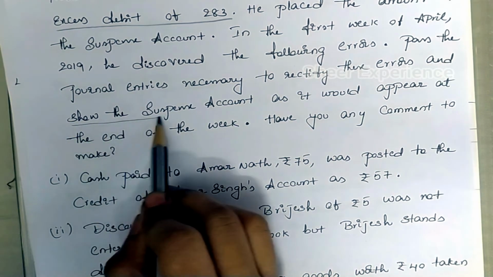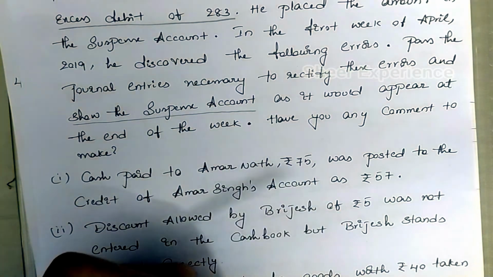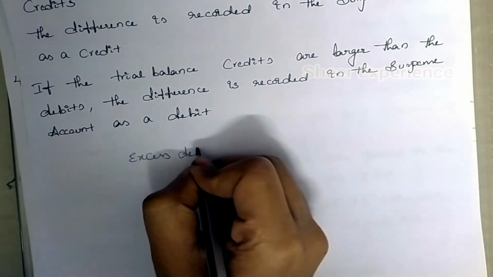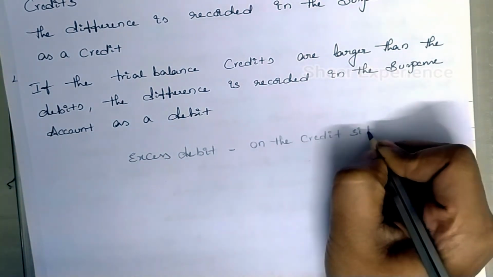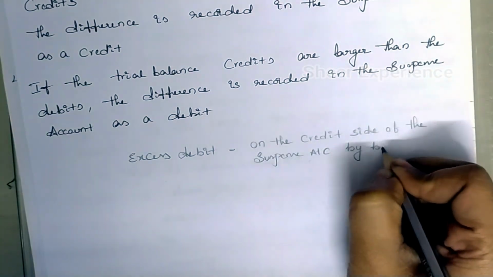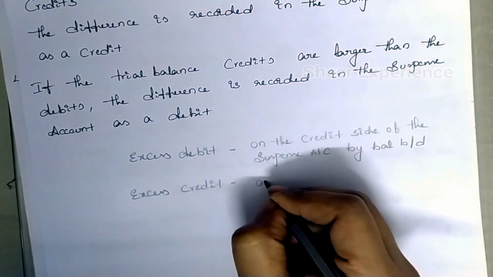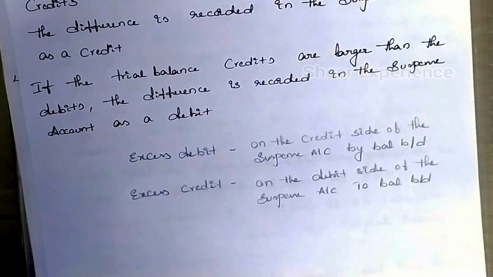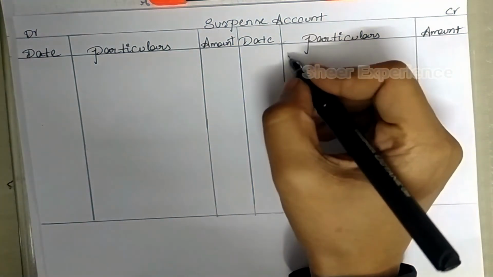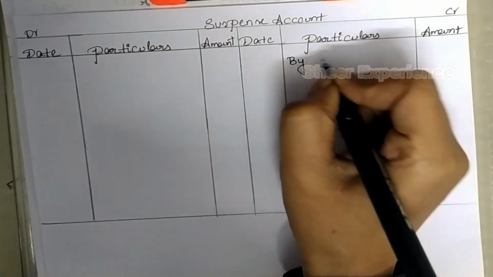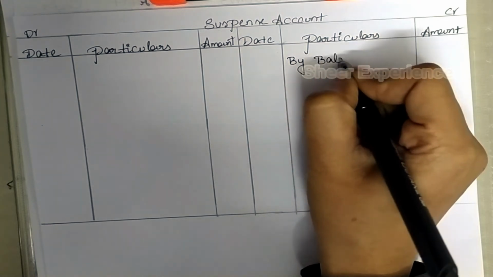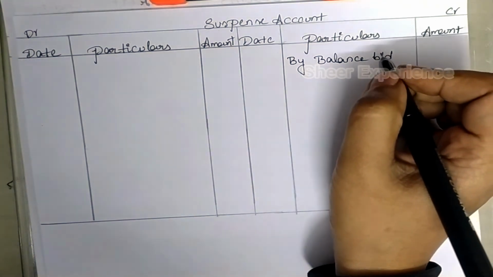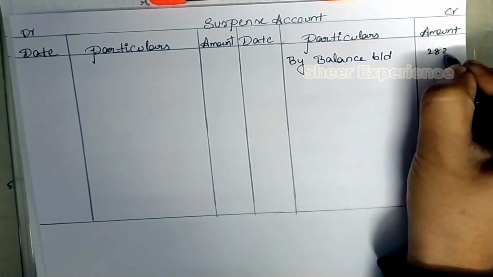We are also asked to prepare suspense account in the question. As I mentioned earlier, excess debit should be mentioned on the credit side of the suspense account as by balance brought down. And excess credit should be mentioned on the debit side of suspense account as to balance brought down. In our question, we have 283 as excess debit. So we'll mention by balance brought down on the credit side and the amount is 283 in the suspense account.